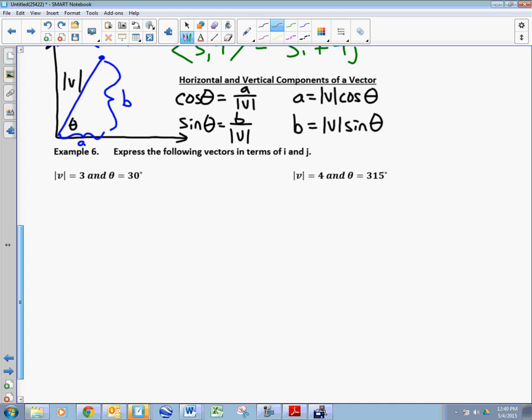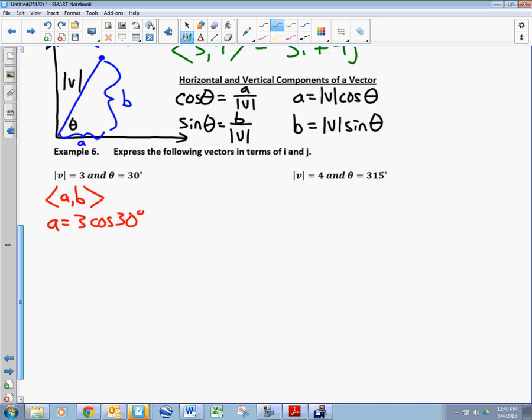All right, it says express the following vectors in terms of i and j. We'll just find the horizontal and vertical components, and we'll write it both ways so that you can understand. I would like to write a vector in the form of ⟨a, b⟩, so component form. To figure out a, I take the magnitude of v, which is 3, times the cosine of theta, or cosine of 30 degrees.